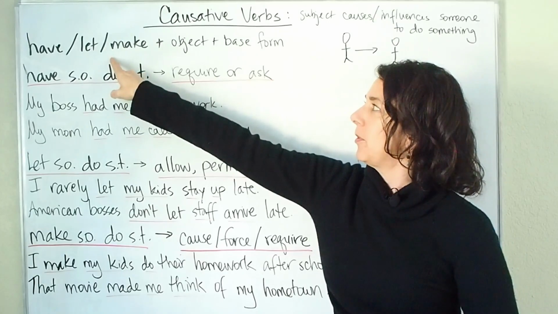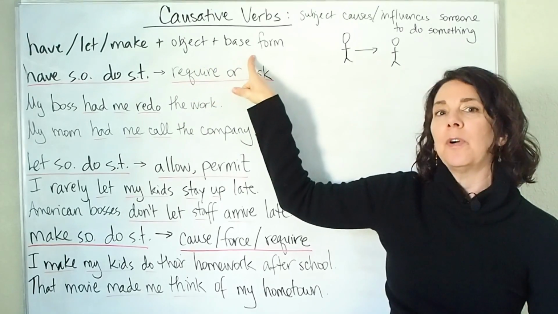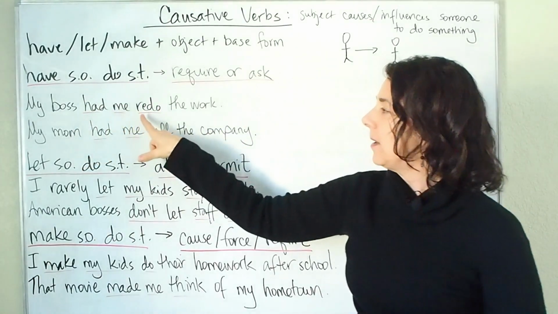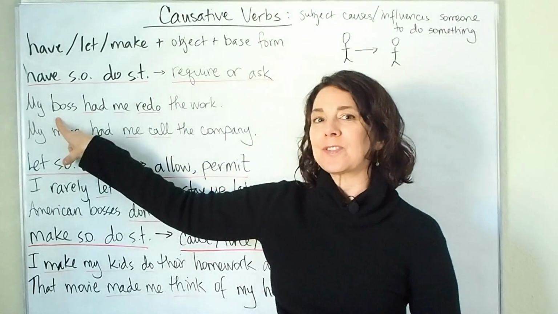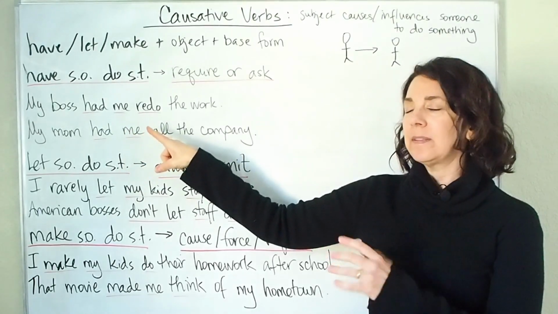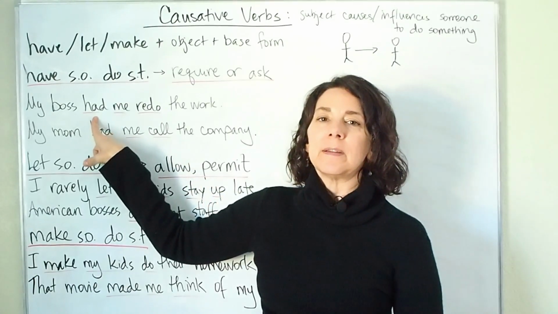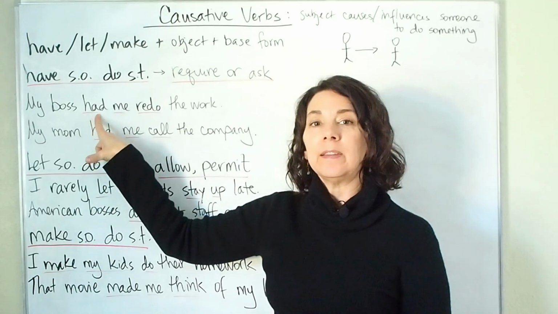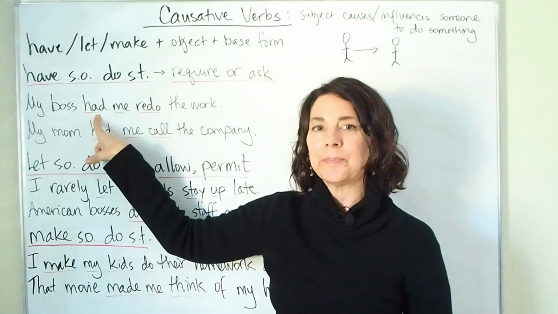That is that you have the verb plus the object, which is the person, and then the base form of the next verb. For example, my boss had me redo the work. So my boss is the person who influenced or caused me to do something. My boss had me do what? Redo the work. Notice that this verb is the main verb of the sentence, and that's the verb that's going to show the time. In this sentence, it's past tense because maybe I'm talking about yesterday or last week.